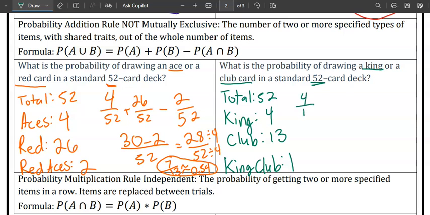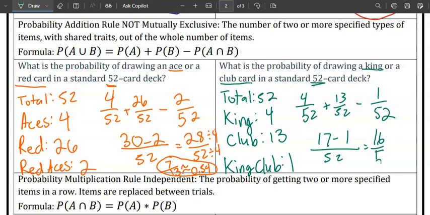We'll do 4 out of 52 plus 13 out of 52 minus 1 out of 52. 17 minus 1 over 52 equals 16 out of 52. We can simplify these. 4 out of 13, which is about 0.31.